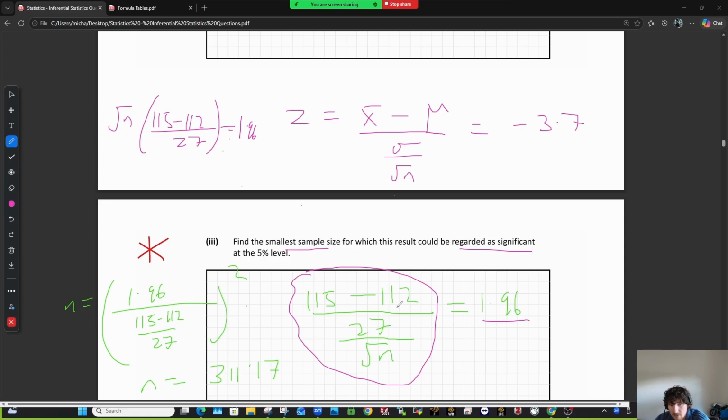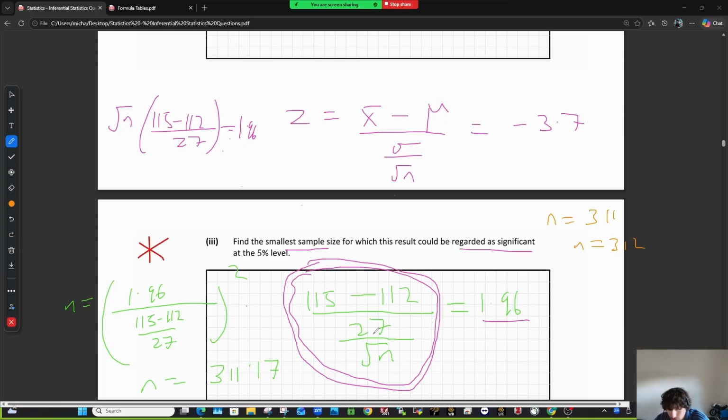So we want a value that's going to come out of the thing I circled in pink here as bigger than 1.96. So you have to test both values here, and you need to show this for the examiner. There's two options. It can either be 311 rounded down, or it can be 312. Okay? When it's 311, when you sub it back in here, let's do that.